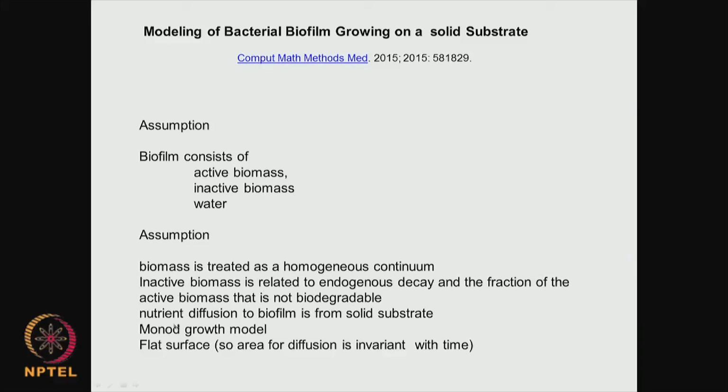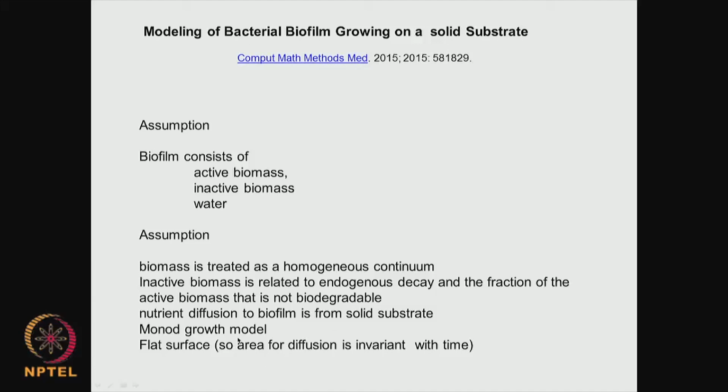Nutrient diffusion to the biofilm is from the solid substrate. So, in this particular example, they have assumed that the solid surface is giving the nutrient, that means from the bottom, rather than nutrient coming from the liquid side of it. Then you can assume a monod growth model for the biomass growth, right.